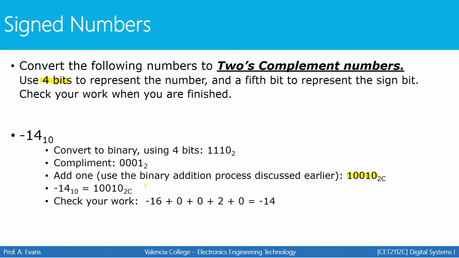And then we'll check our work. So we'll have -16 for the first bit, plus nothing, plus nothing, plus 2, plus nothing. -16 plus 2 is equal to -14. So we know our answer is correct.